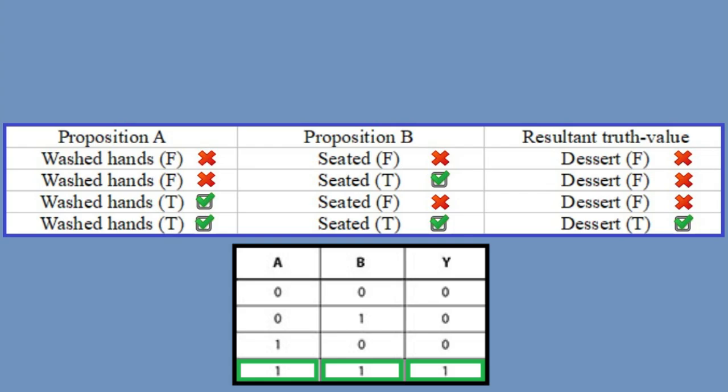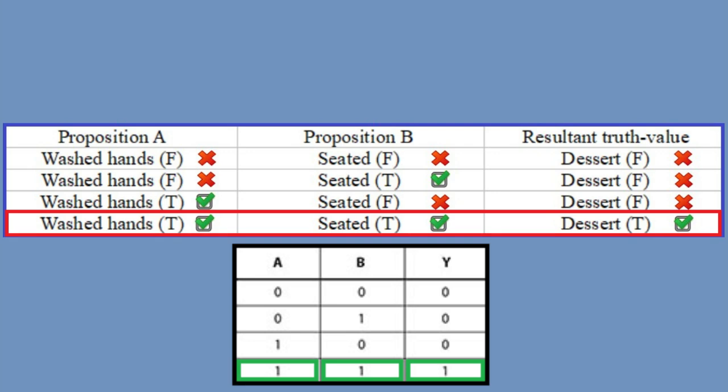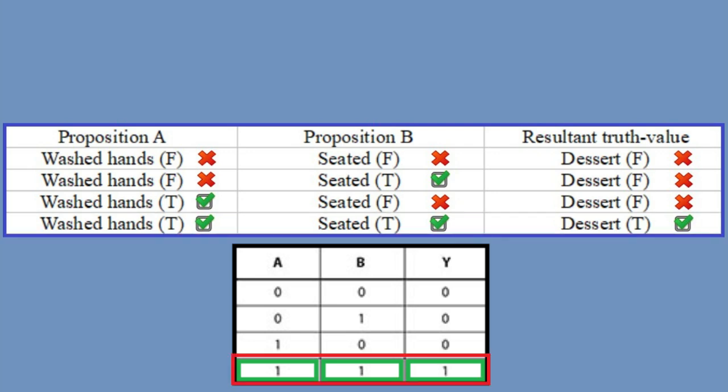Relax, I'll tell you. Yes, both tables representing two different scenarios having the same applied AND logic are identical in every way. Note that in the last row for Billy's truth table, all states are true. Also note the last row in the switch A and switch B truth table, all states are high.